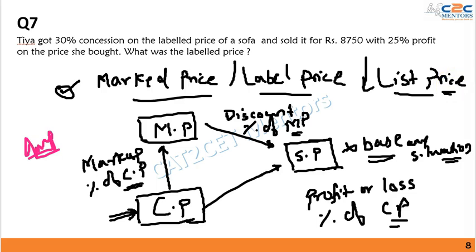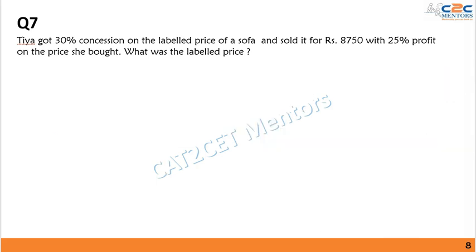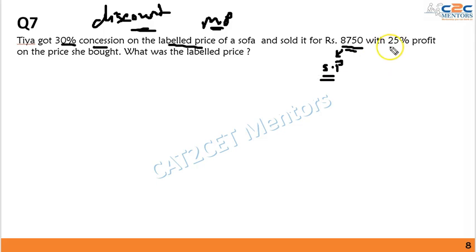Alright, now moving on to the question. Here we are given that TR got 30% concession. Now concession is nothing but the discount on the labeled price, which is our markup price which we discussed, and sold it at rupees 8750. So this is our sales price with 25% profit on the price that she bought. Now what is the labeled price? Now we are given the profit percentage, we are also given the sales price. So from this I'm going to get my cost price.